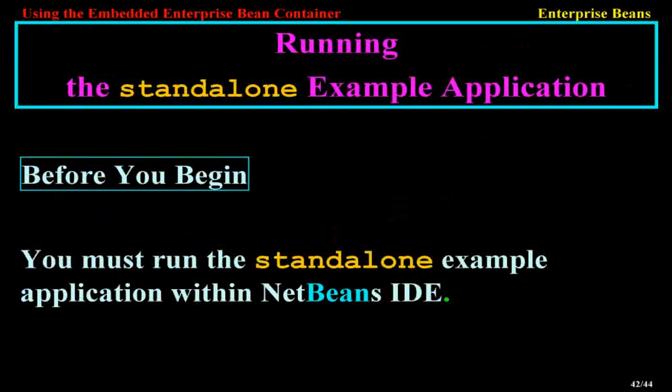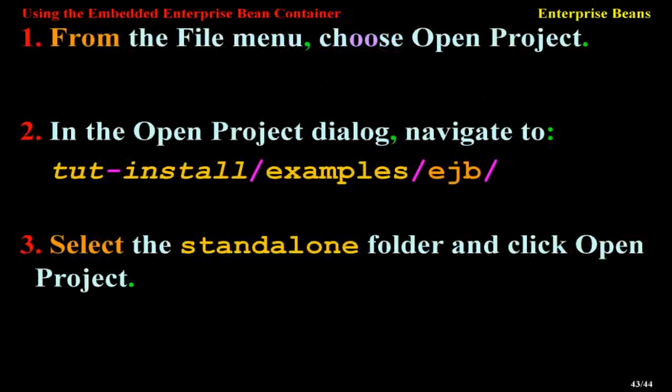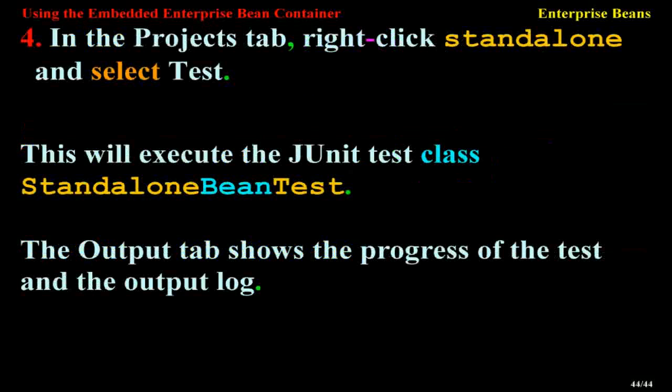Running the standalone example application. Before you begin, you must run the standalone example application within the NetBeans IDE. From the File menu, choose Open Project. In the Open Project dialog, navigate to tut-install/examples/ejb. Select the standalone folder and click Open Project. In the Projects tab, right-click standalone and select Test. This will execute the unit test class StandaloneBeanTest. The Output tab shows the progress of the test and the output log.